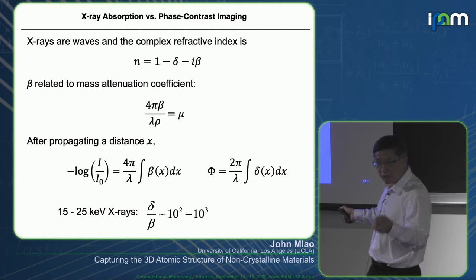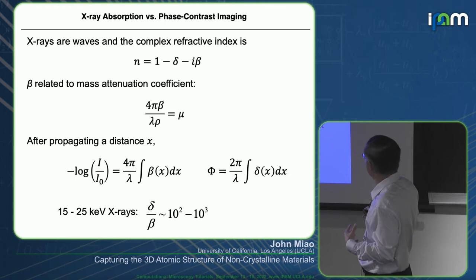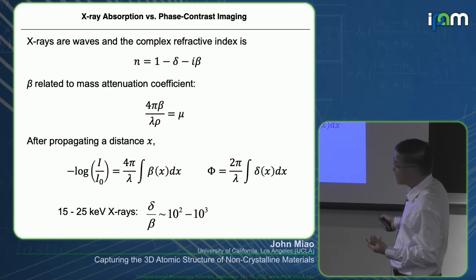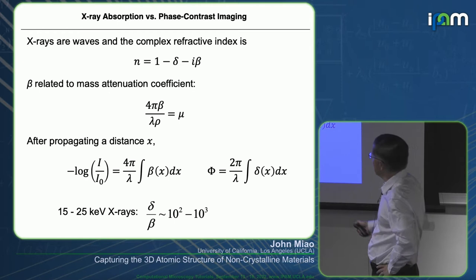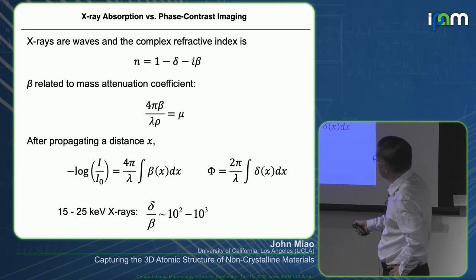So usually, when you go to the hospital, any scan, okay, mammography, any scan, that's measuring this beta. But the delta turns out to be much more useful for imaging. Now, beta is related to mu, the absorption coefficient, okay? X-ray is also a wave that propagates, so the phase shift is related to delta.